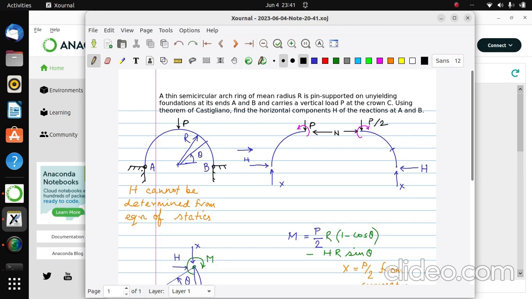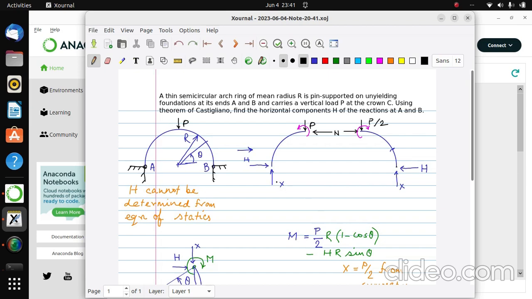semicircular ring pinned at A and B, and it is loaded at its crown, and you have to find out the reactions at these two pins. And the structure is symmetric because the geometry is symmetric and the loading is symmetric. So this is X and this has to also be X. If this is H, this has to be H. So twice X is P.